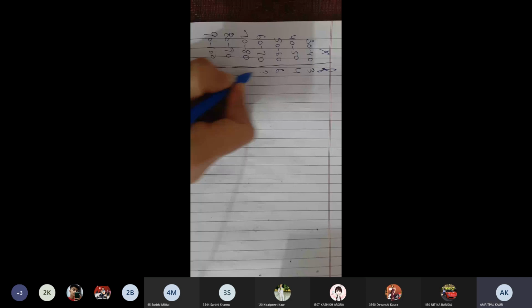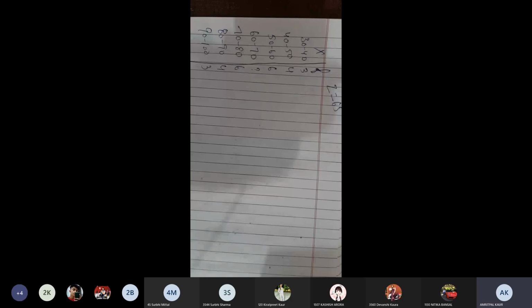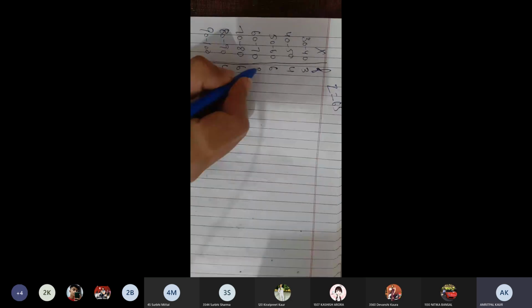And mode for this numerical is given as 65. Clear? Mode is given 65, and this frequency is missing. We are going to name it F. Or you can name it X also, as you want. It can be F also, it can be A also. This is as per your choice.